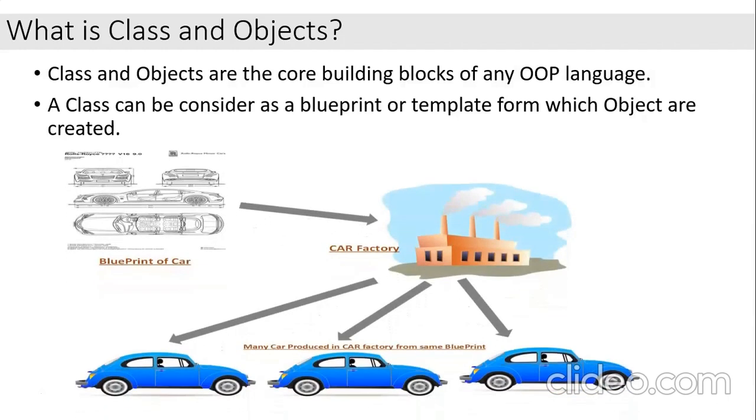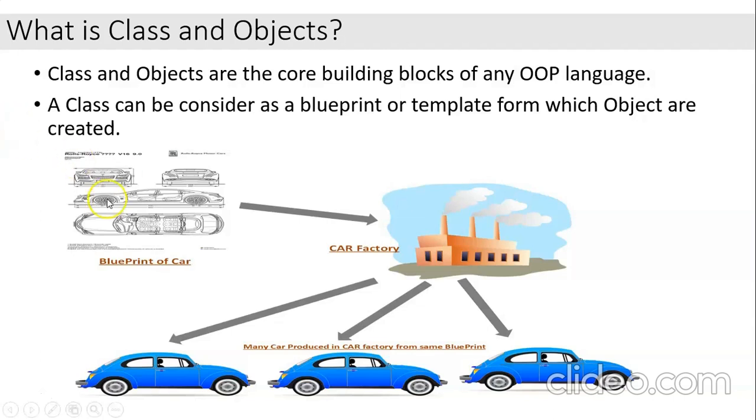Now let us look at a real example. Let's say we have a car factory, and the car factory has decided to build a new model of car. To build a new model of car, the first thing we have to do is create a blueprint or design for that car. Once the blueprint or design has been created, then based on that blueprint, we can create a number of real cars in the car factory.